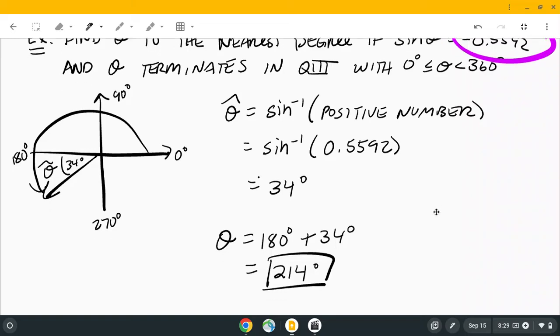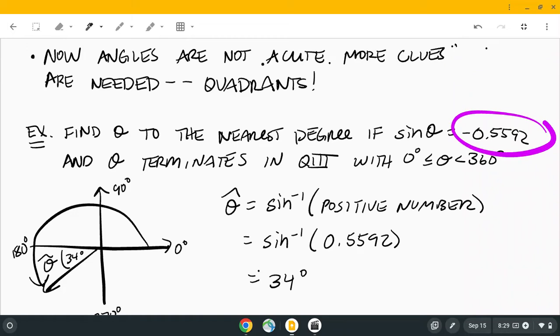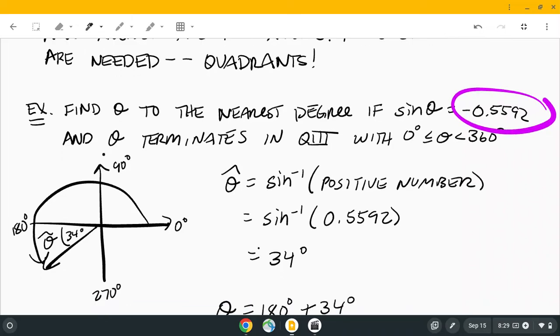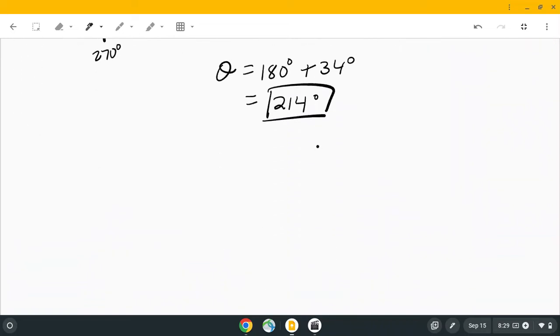That's why, when we said up here, now the angles are not acute, so more clues are needed. We need to know the quadrant, and it tells us theta terminates in quadrant 3. All right, let's take a look at another one.